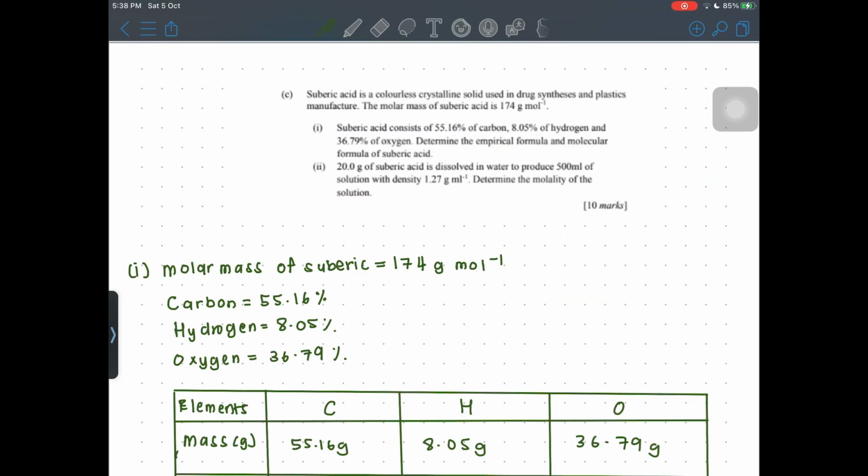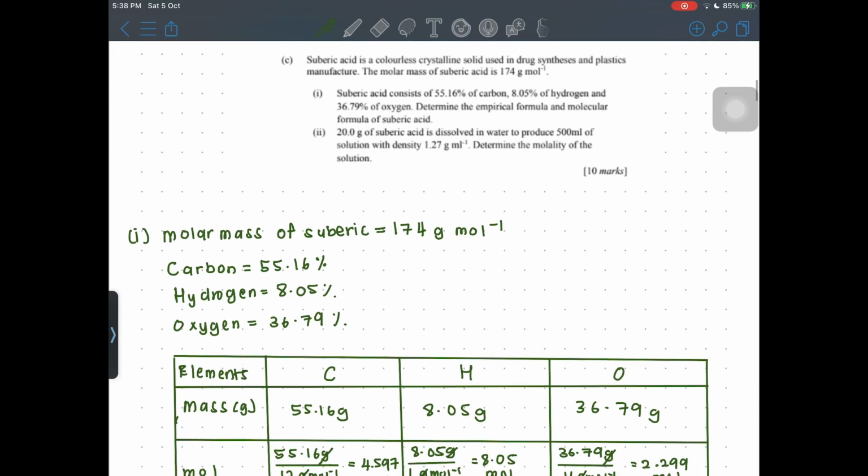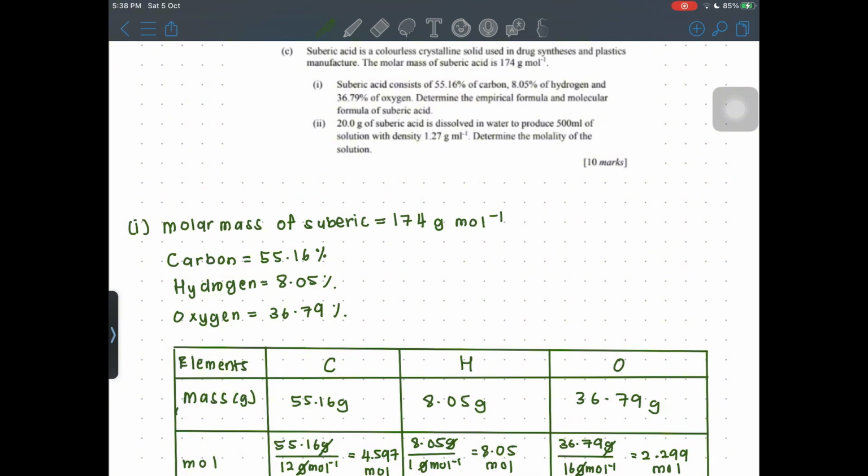Next, question C. Suberic acid is a colorless crystalline solid used in drug synthesis and plastics manufacture. The molar mass of suberic acid is 174 gram mole -1. So first Roman, suberic acid consists of 55.16% of carbon, 8.05% of hydrogen, and 36.79% of oxygen. Determine the empirical formula and molecular formula of suberic acid. So first thing first, we need to write down all the information given, like the molar mass of suberic acid 174 gram mole -1, percentage of carbon 55.16%, percentage of hydrogen 8.05%, percentage of oxygen 36.79%. And then we need to assume that 100% is equal to 100 gram.